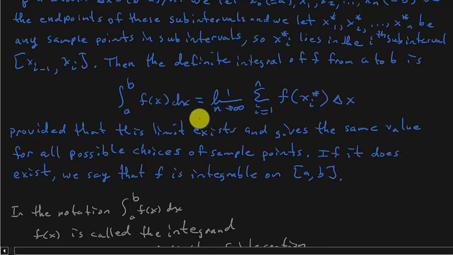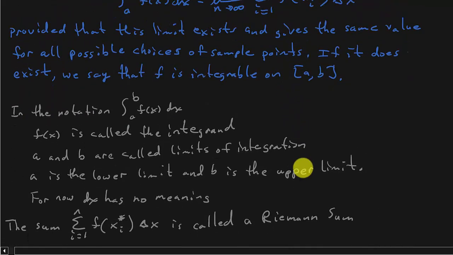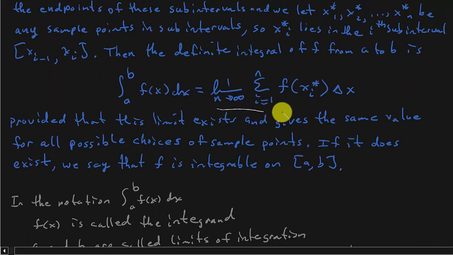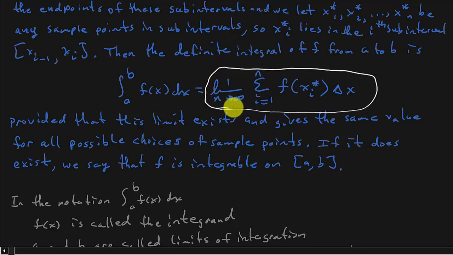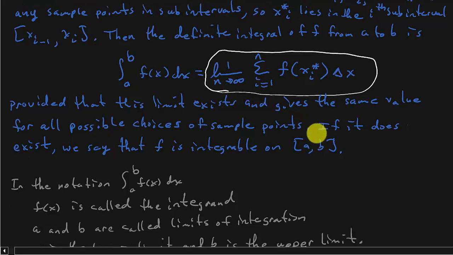And we're actually going to work an example where we use this to calculate the integral, provided that this limit exists and gives the same value for all possible choices of sample points. If it does exist, we say that f is integrable on AB. Like I said, we're going to work an example where we find the integral using this limit here.